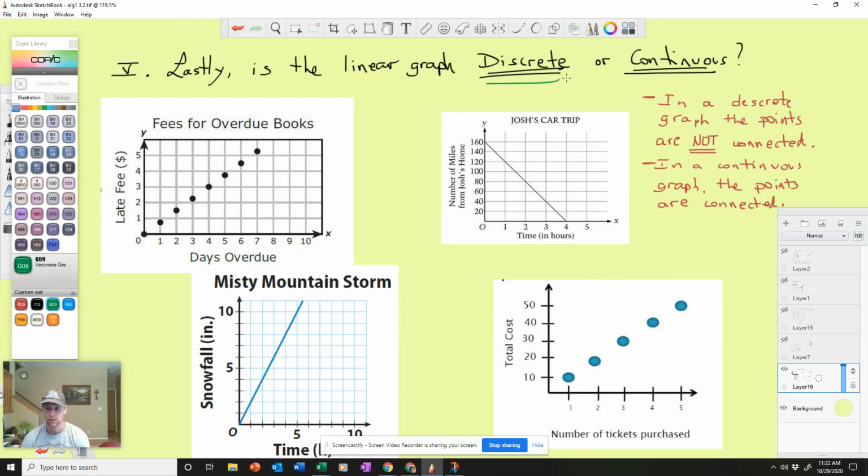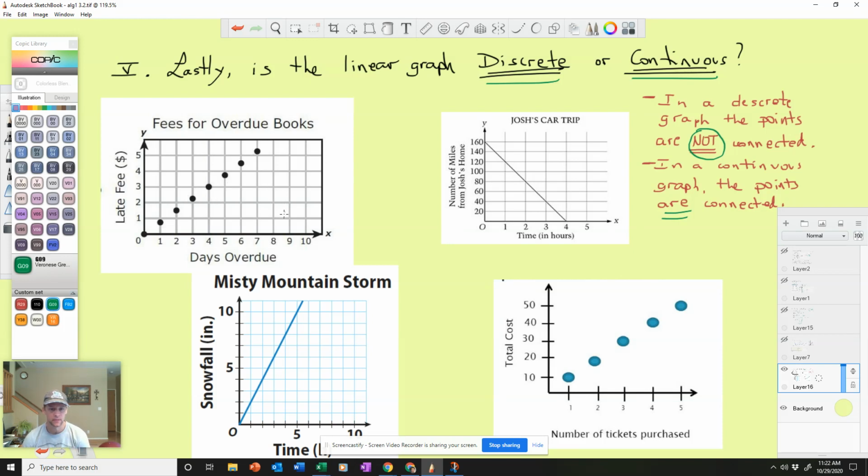So there are two kinds of graphs that we're going to do in Algebra 1 and that you can do anywhere in life. Discrete and continuous. Let me give you the definition. In a discrete graph, the points are not connected. In a continuous graph, the points are connected. So it's going to ask you in your assignment today, is this a continuous graph or a discrete graph? Or would this make a continuous graph or a discrete graph? Let's take a look at the difference.